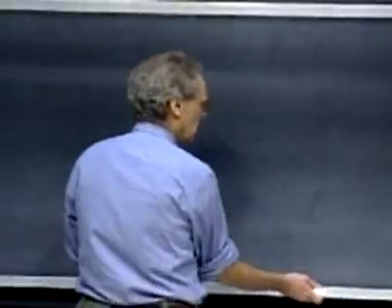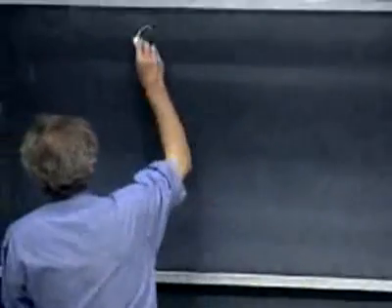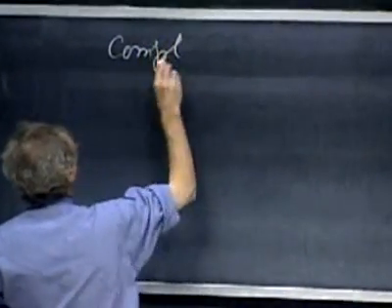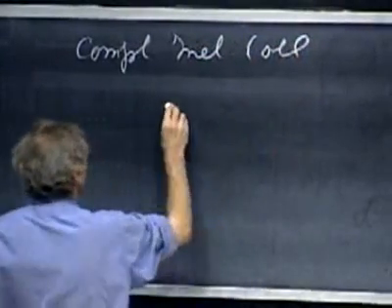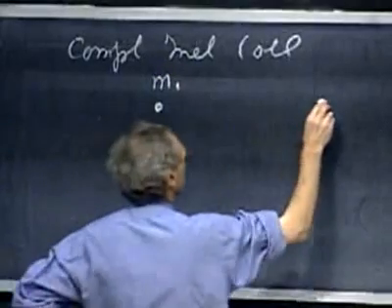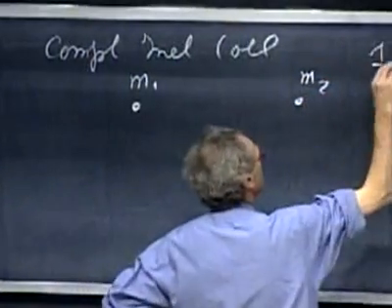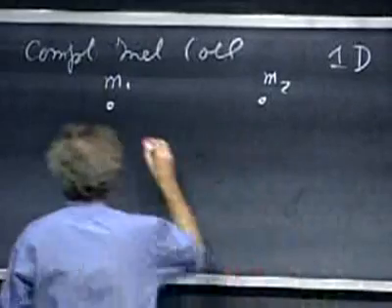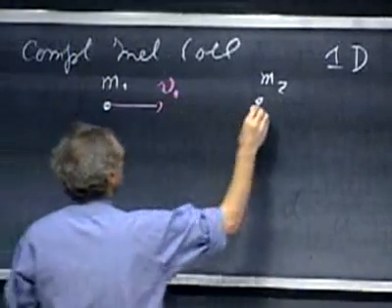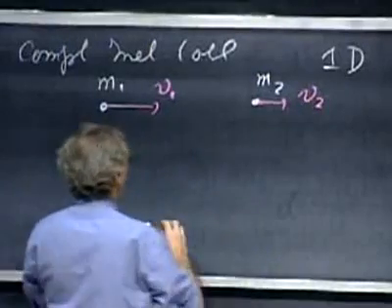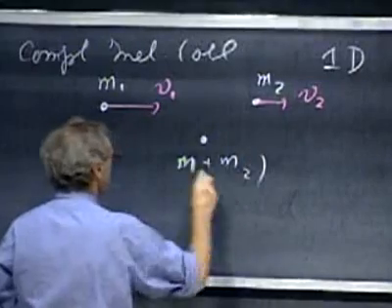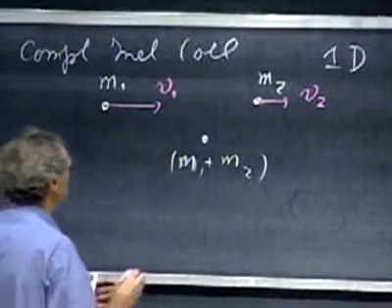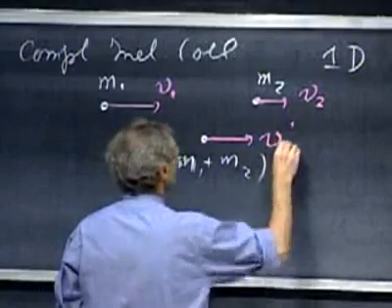Let's start with a completely inelastic collision. We have mass m1, we have mass m2. It's a one-dimensional problem. This one has velocity v1, and this has velocity v2. They collide, and after the collision they are together, because that's what it means when the collision is completely inelastic, and they have a velocity v prime.